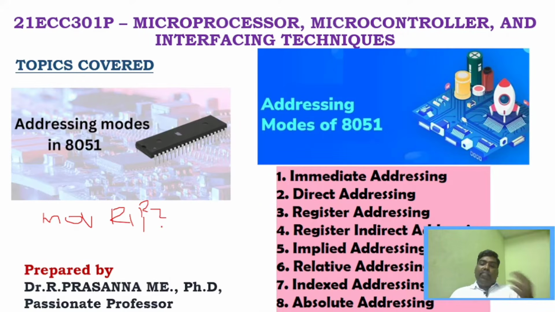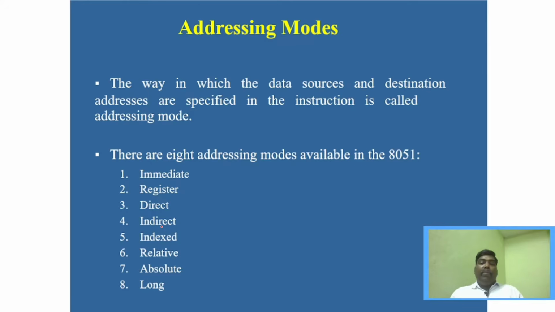And you have different types of addressing modes in 8051, which is immediate addressing, direct addressing, register addressing, register indirect, implied, relative, indexed, and absolute addressing, right? So we'll see one by one. First, we will start with immediate addressing, and before that, whatever I said about addressing mode, you can see that it is the way in which data source and destination addresses are specified in the instruction. How a data, that is source data or a destination data or an address, is represented in the instruction, right? That is called as addressing mode, right?